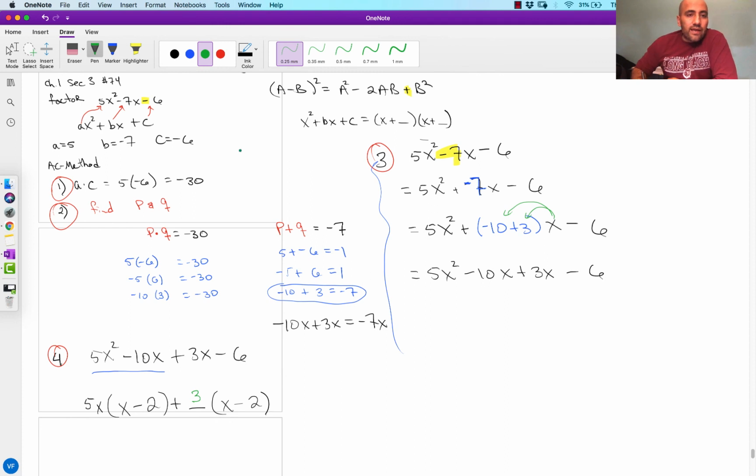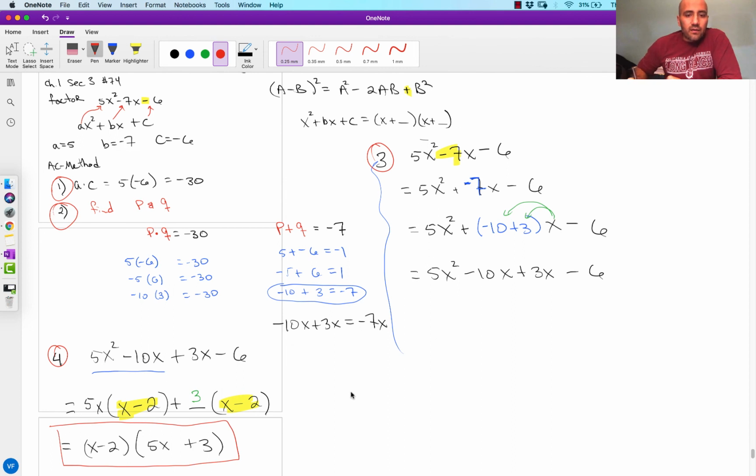Good. Now the next step in factor by grouping is to factor out the common binomial. So this one and this one get factored out. And we end up with x minus 2 times 5x plus 3. And that's it. That's our final answer. So here is our final result.